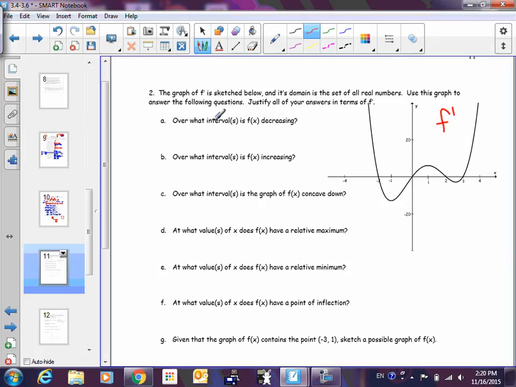So when I'm asking you over what interval is F decreasing, I'm not asking you to look at this picture and tell me where this picture is decreasing. We're beyond that. I'm asking you to make the relationship between F decreasing and what F prime should be doing. Okay? So one little thing here is interesting. Look at the justifications. It says justify all of your answers in terms of F prime. So our justifications on all these should be because F prime, blah, blah, blah. Okay, we're going to finish this tomorrow, though.